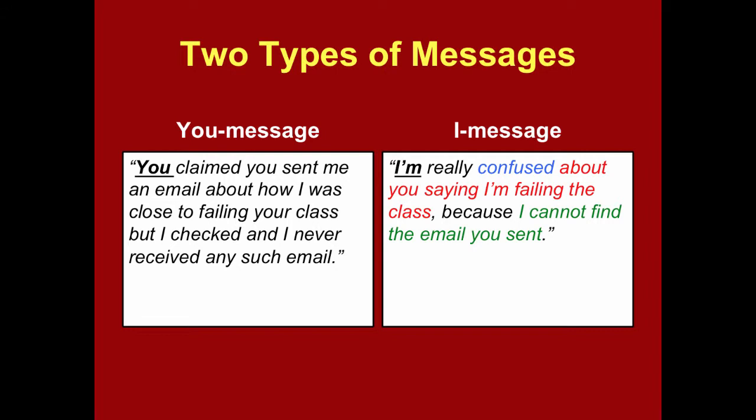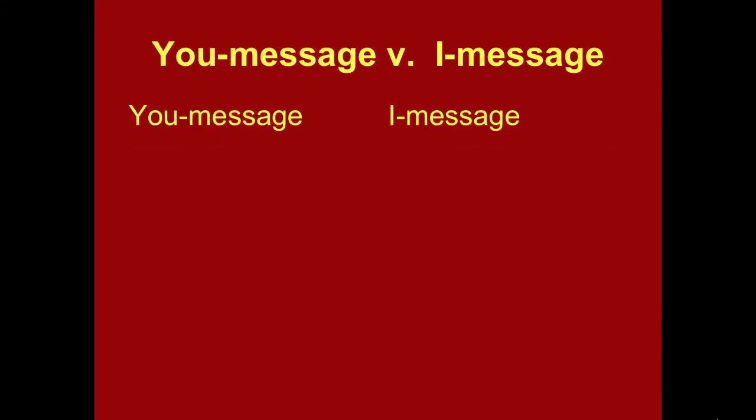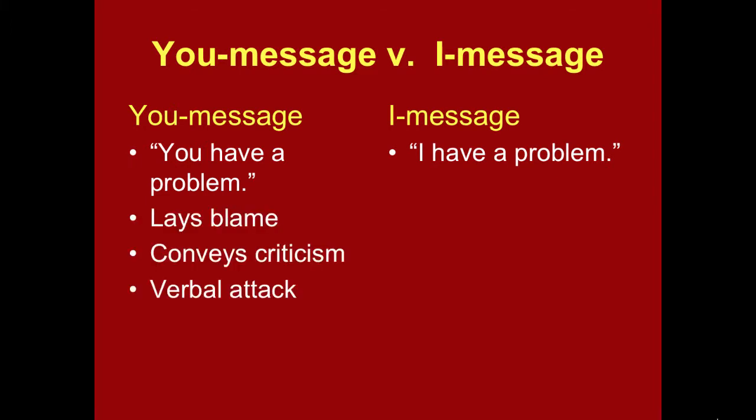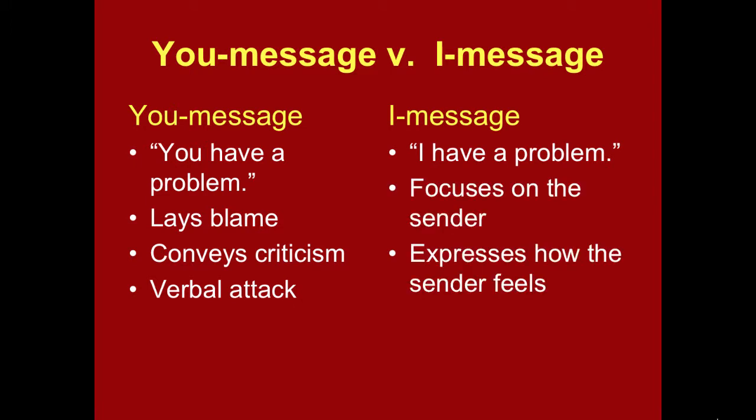It does not assign blame, but expresses how the sender feels. The best way to get a point across in a clear, direct, and honest way without evoking defensiveness from others is through using I messages. The essence of the you message is you have a problem, while the essence of an I message is I have a problem. You messages lay blame and convey criticism through a verbal attack, while I messages are assertive statements that focus on the sender's needs and feelings rather than the traits and behaviors of the receiver. This raises the odds that the receiver will hear the sender's needs clearly.